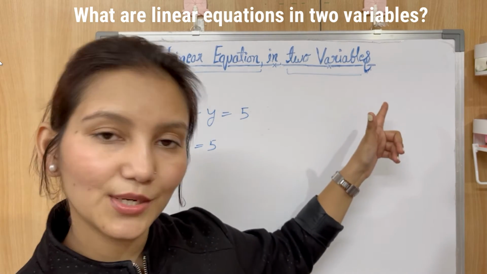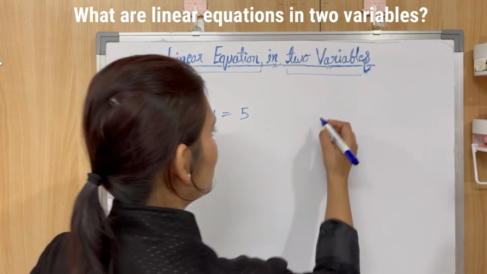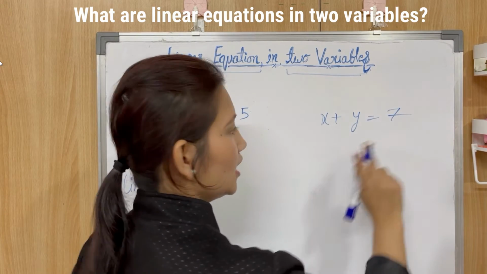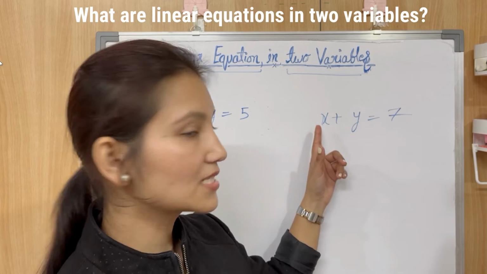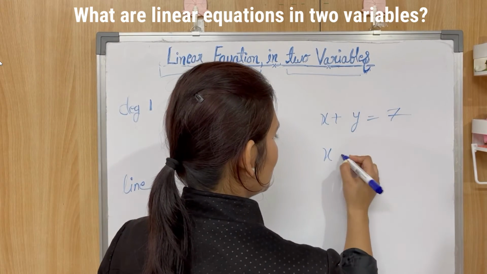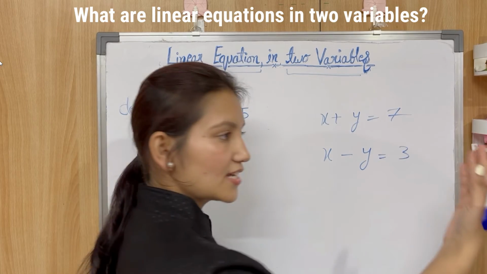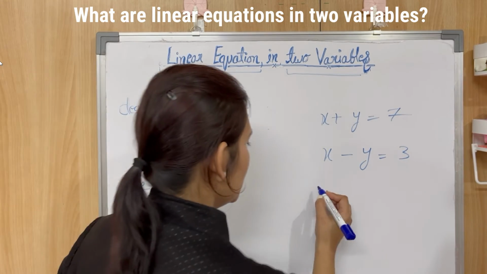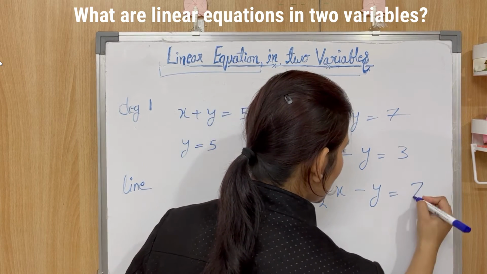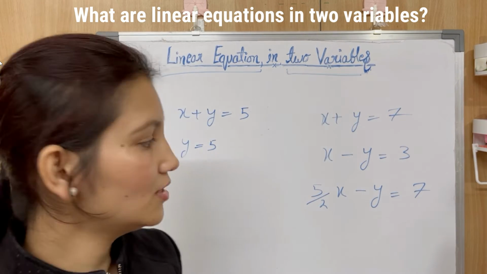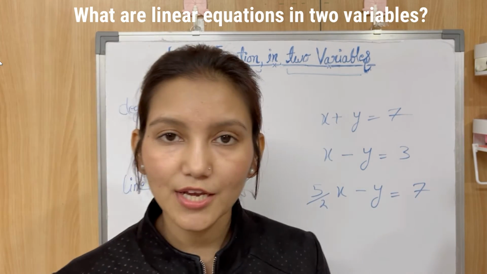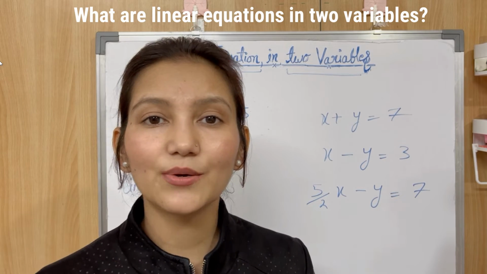Two variables. So linear equations in two variables. So two variables can be like x plus y is equal to 7. So this is a linear equation in two variables because it has got two variables, x and y. x minus y is equal to 3. This is again a linear equation in two variables. 5 upon 2 x minus y is equal to 7. Again, this is a linear equation and it has got two variables. That's why it is a linear equation in two variables. Okay, so that's the meaning of linear equations in two variables.